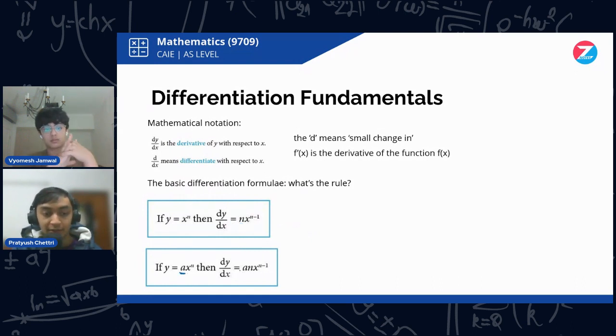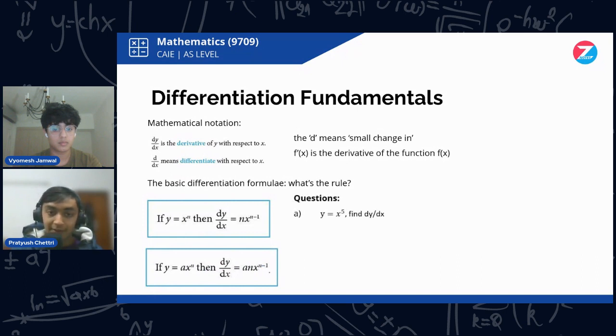And a represents a constant. If there's a constant multiplying the x, you can just keep it there, then multiply a and n. You can even keep it outside, as we will later when we come to integration. But right now it doesn't really matter. If there's an a multiplying the x, you just multiply a and n, and same, reduce the power. This is a pretty common formula and you're going to be using it a lot, so let's get some practice.